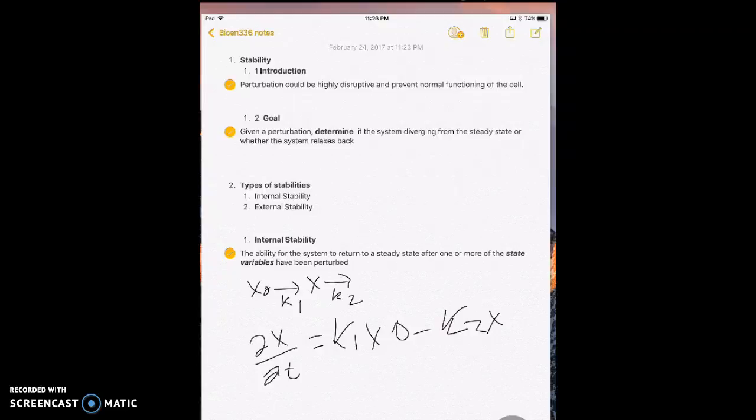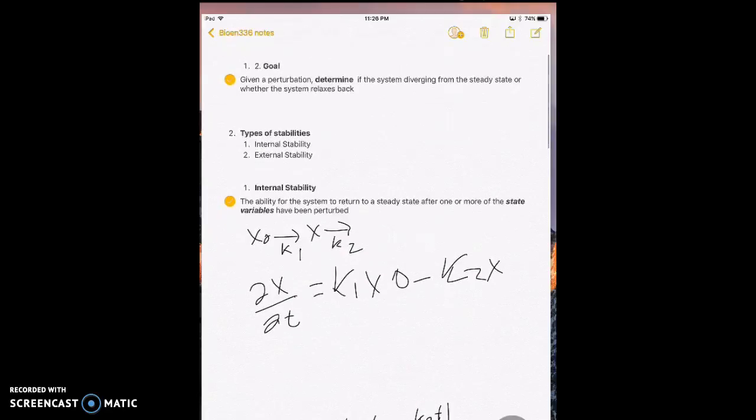Stability is crucial in biological systems because biological cells are usually subject to internal and external disturbances, and understanding how that disturbance affects the normal function of the cell is crucial. The goal of this presentation is to determine whether the system will diverge from the steady state or return back to the steady state given an initial perturbation.